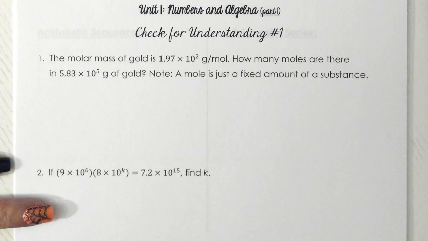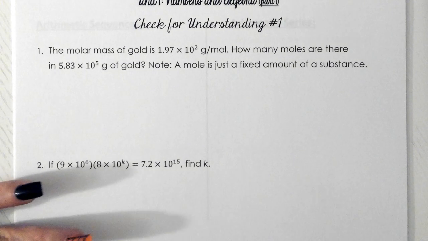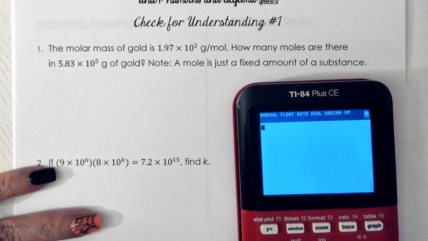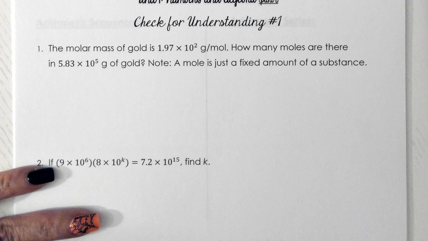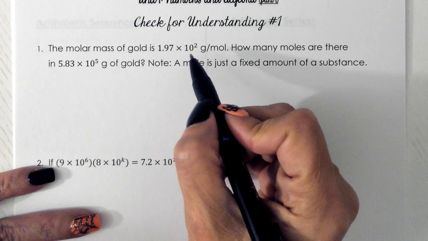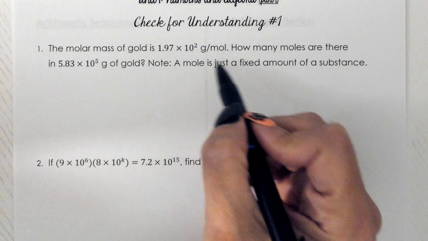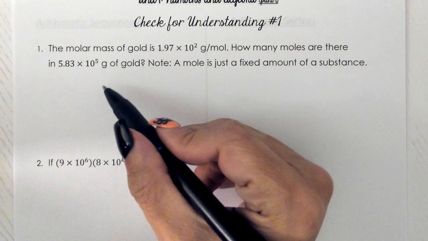Hey gang, so I actually haven't worked these yet, so I'll just work them through. That means I'm going to be putting everything into my calculator because I don't have an answer key for this. Okay, so the molar mass of gold is 1.97 times 10 squared grams per mole. How many moles are in this much of the gold?